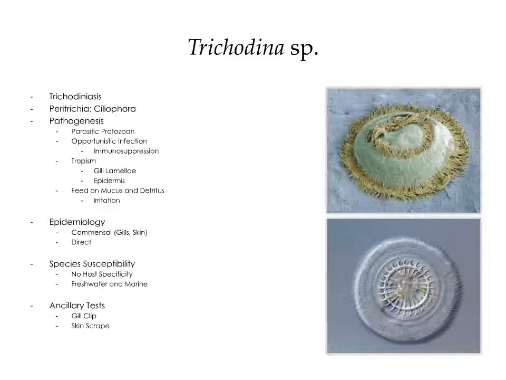This can cause irritation. In regards to epidemiology, these are commensal organisms on the gills and skin. Transmission is direct. All species of fish within the freshwater and the marine environment are susceptible to infection. The parasite can be identified on gill clips and skin scrapes.